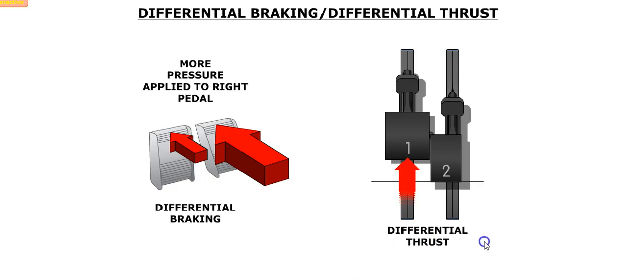The aircraft can be steered in the event of a loss of the nose wheel steering system. In this situation, steering is achieved by differential braking or by using differential thrust with the engines.